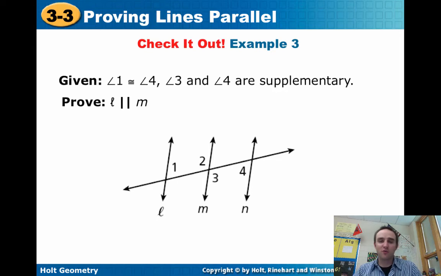Okay, I want you to try this one out. Your given is 1 is congruent to 4, and 3 and 4 are supplementary. I want you to prove that L is parallel to M. See what you can do.